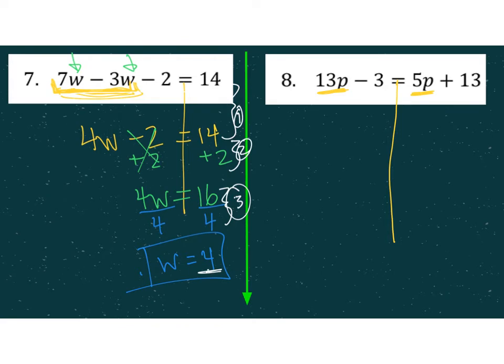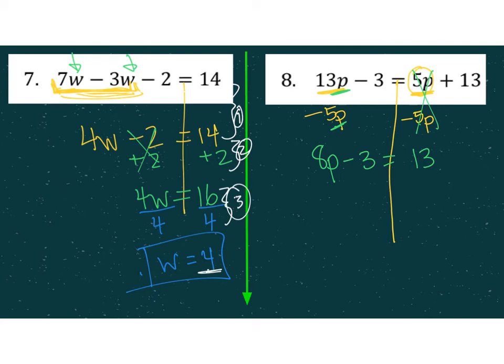So the first thing I'm going to do is take this whole term. It's a positive 5p, so I'm going to subtract 5p over to the other side. That's going to make 5p minus 5p disappear. 5p minus 5p is 0. On the left-hand side, I have a p variable and a p variable, like terms, so I can put those two together. 13 minus 5 gives me 8. So I have 8p minus 3 is equal to 13.